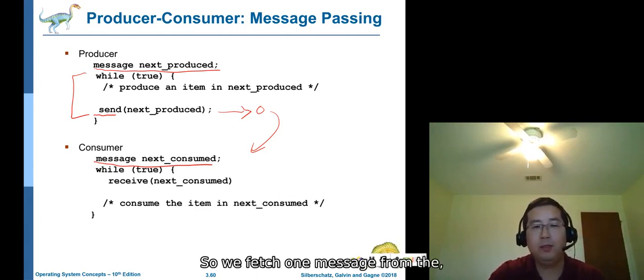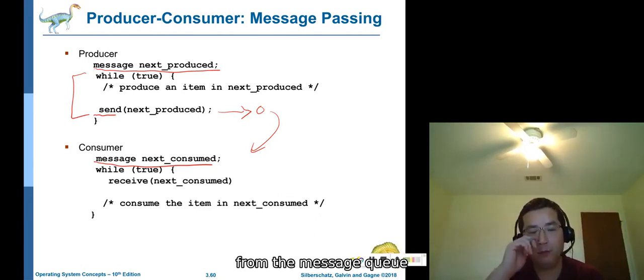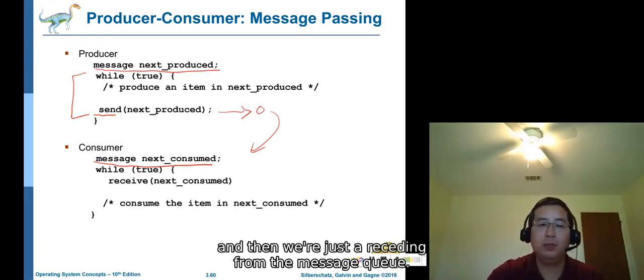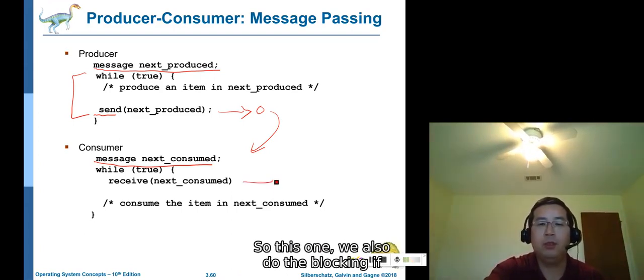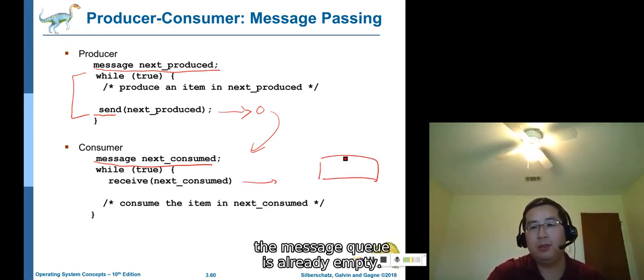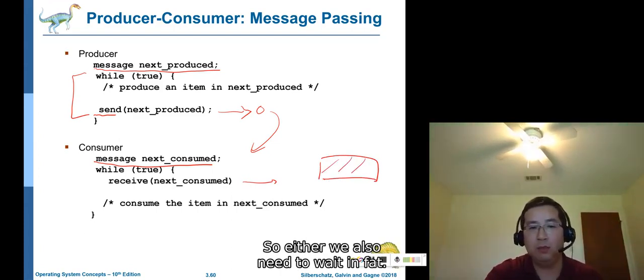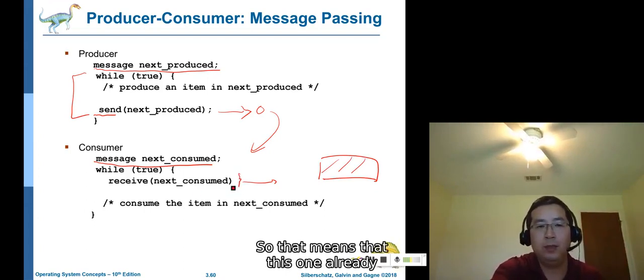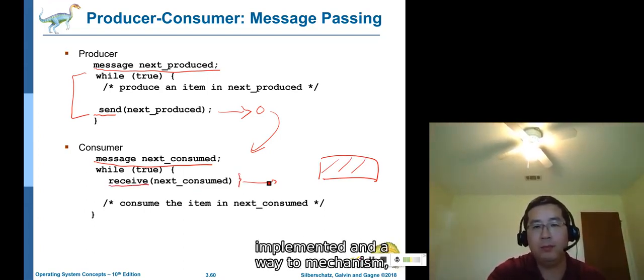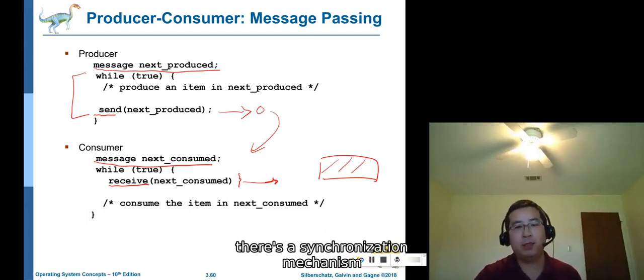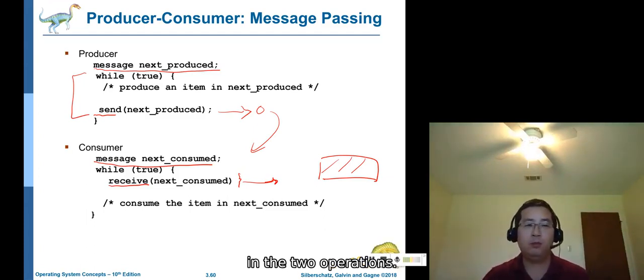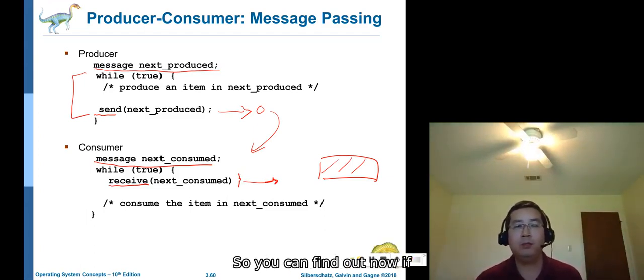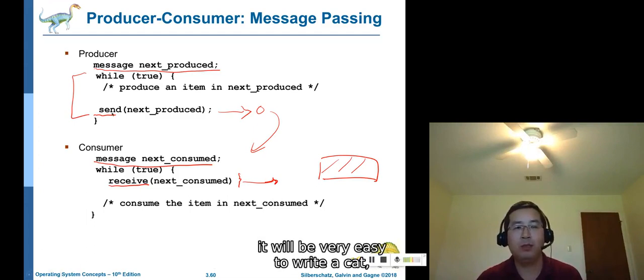Similarly, the consumer wants to consume the next message. So we fetch one message from the message queue, and we just receive it from the message queue. This one also does blocking. If the message queue is already empty, it will also need to wait. In fact, that wait mechanism, that synchronization mechanism, is already implemented in the two operations. So you can see that if we implement it this way, it will be very easy to write: just send and receive, that's all.